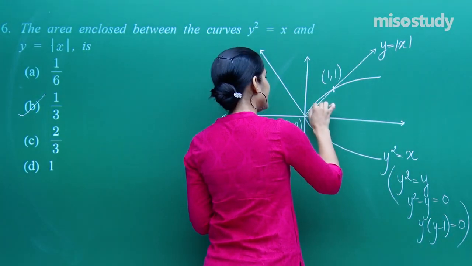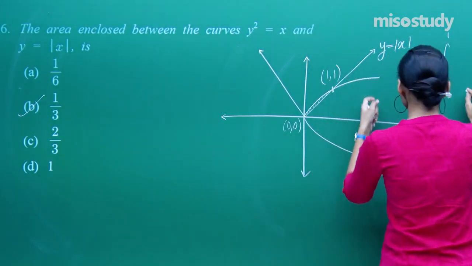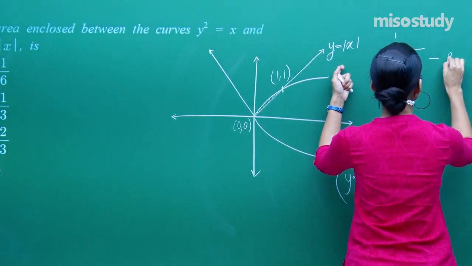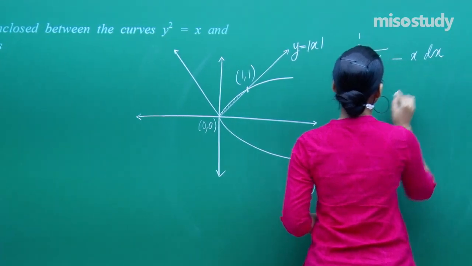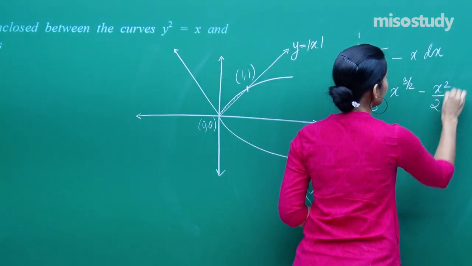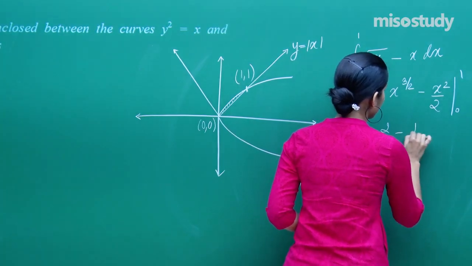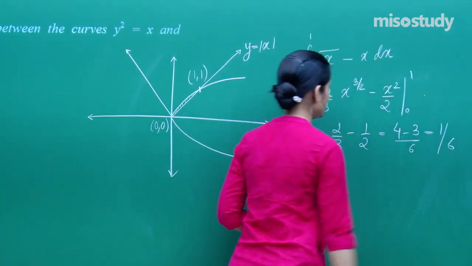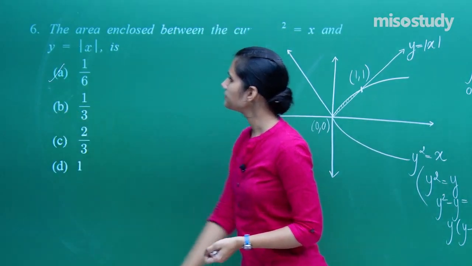Therefore, when you need to find this area, it is again from 0 to 1 of root x minus x dx, because from 0 to 1 mod x is positive. This becomes 2 by 3 x to the power 3 by 2 minus x squared by 2 from 0 to 1. This gives you 2 by 3 minus 1 by 2, which gives you 4 minus 3 by 6, again 1 by 6. And this time this is your answer.